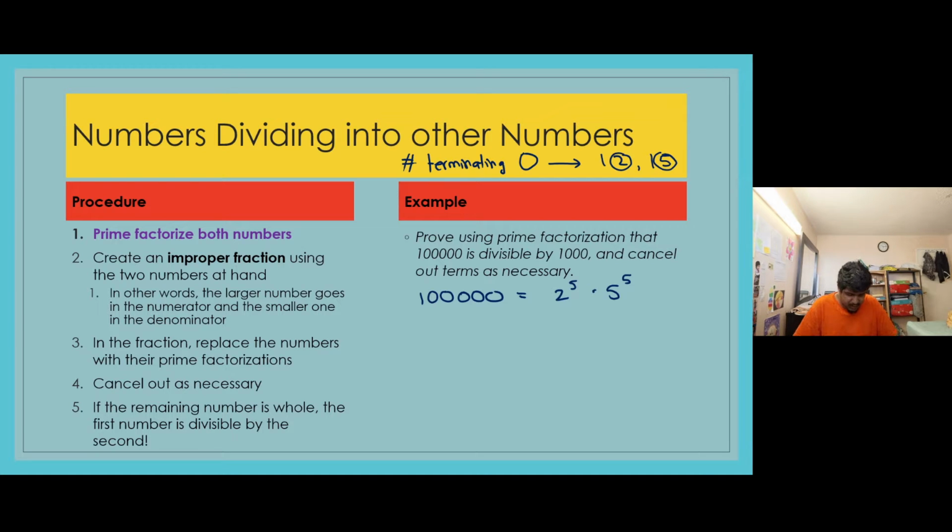All right. For 1,000, same idea, but this time we only have 3. 1, 2, 3, which gives us 2 cubed times 5 cubed. Just like that, the first step is done. Second step, create an improper fraction using the two numbers at hand, right? So basically that means the big number goes on top and the small number goes on the bottom, right? So we can do this in basically one of two ways. I'm just going to put them on top like this.